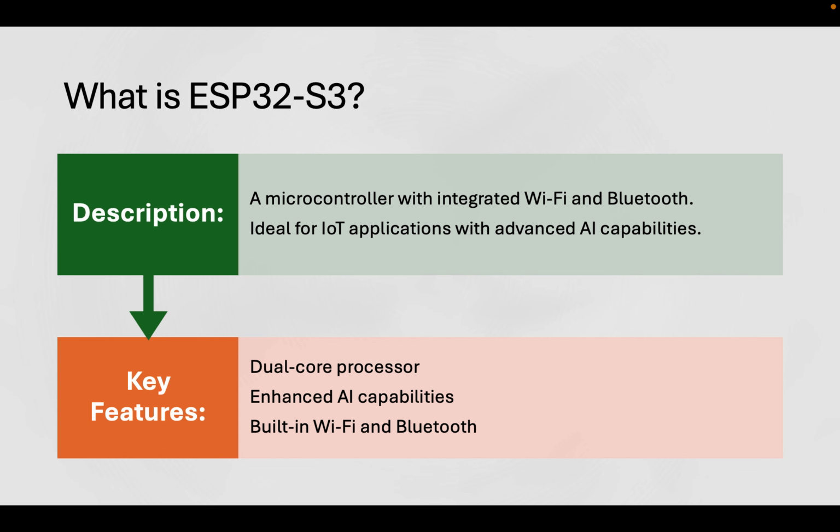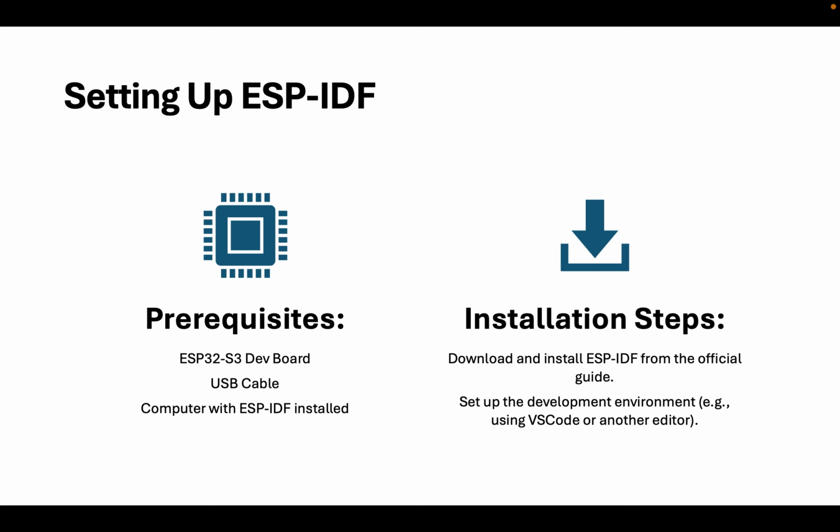So what is the ESP32-S3? It's a microcontroller with integrated Wi-Fi and Bluetooth, ideal for IoT applications with advanced AI capabilities. Key features: dual-core processor, enhanced AI capability with neural network processing, built-in Wi-Fi and Bluetooth. So here, let's go to setting up ESP-IDF.